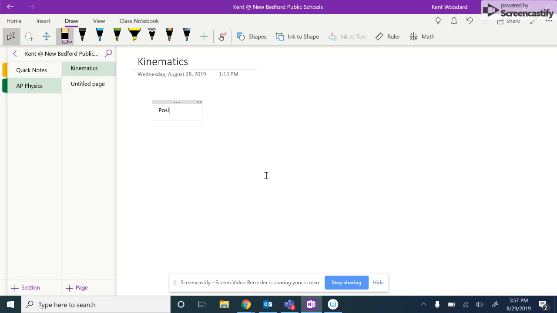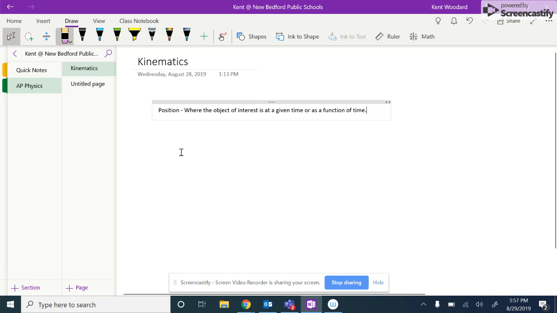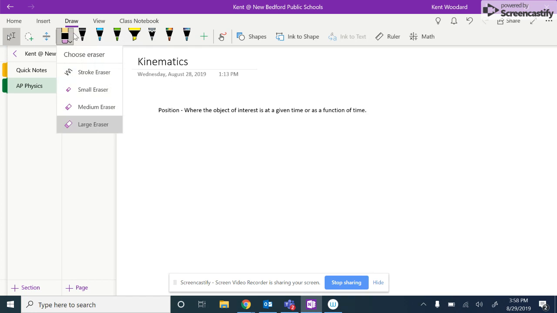Position is simply where the object of interest is at a given time, or as a function of time. Okay. So I'll maybe show with a drawing real quick. Let's try this. Okay.